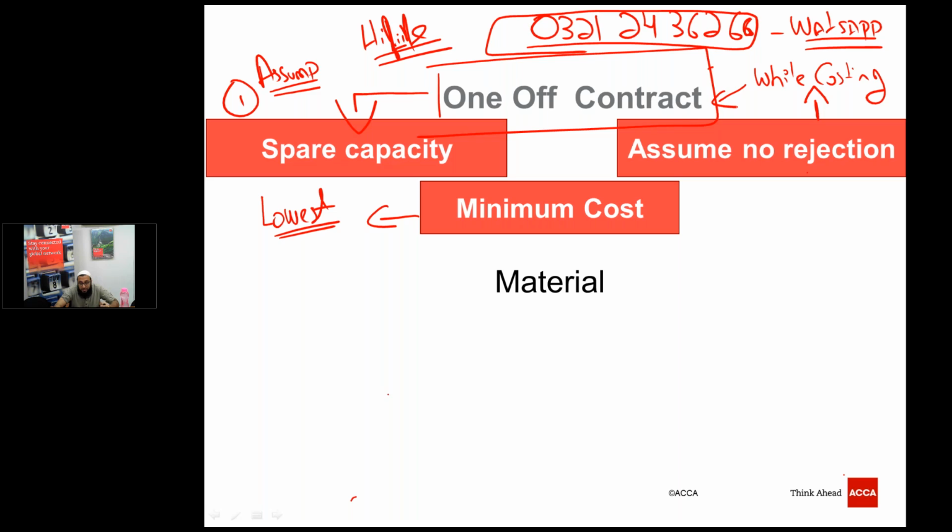So this is what you have to assume, that you have to give priority to the one-off contract. While doing the costing, you have to think that you have to give priority to the one-off contract. Now, the priority will be given to the one-off contract. This is the assumption that you have to take here. So let's move on to the next thing.